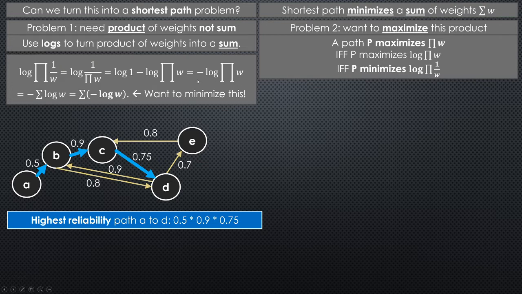Now, negative log of the product of w, remember, this is the log of a product. The log of a product is the sum of logs. So the log of the product of w's is the sum of log w over all w, and there's a negative in front, so we get negative sum of log w. That's the same as the sum of negative log w. Why am I moving the negative inside? Because we want something of the form sum of weights, because shortest path is going to minimize a sum of weights. So the weights should be negative log w.